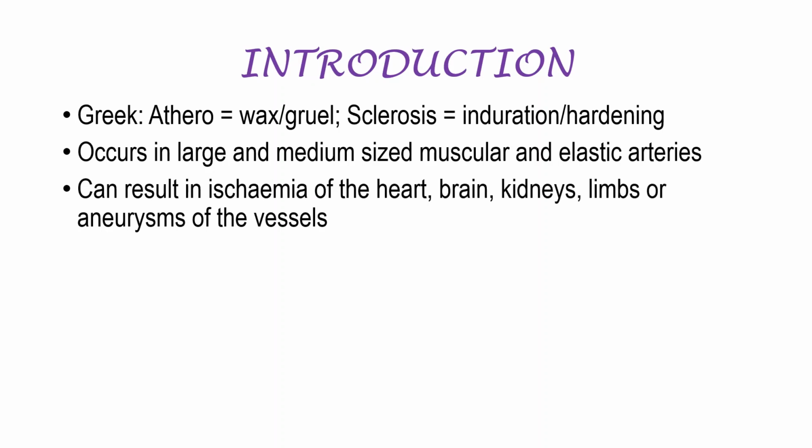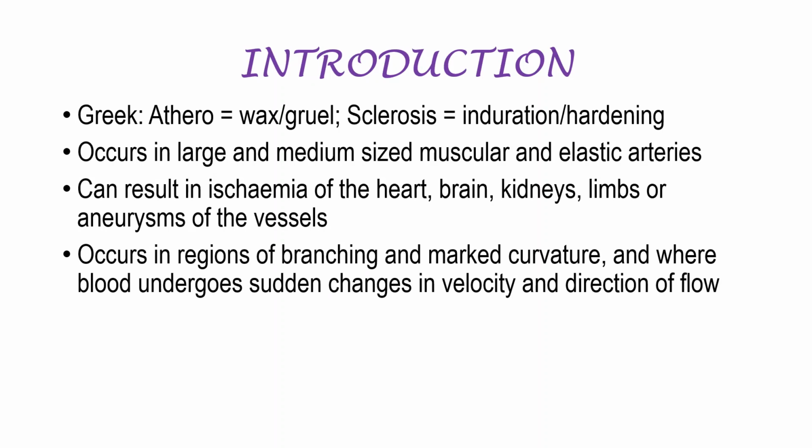It results in blockage of blood flow to the different organs, resulting in ischemia of the heart, the brain, the kidneys, the limbs, and it can also lead to aneurysms in the blood vessels. Atherosclerosis occurs in those regions of the blood vessels where they branch or where there is marked curvature and where blood undergoes sudden changes in velocity and in direction of flow.